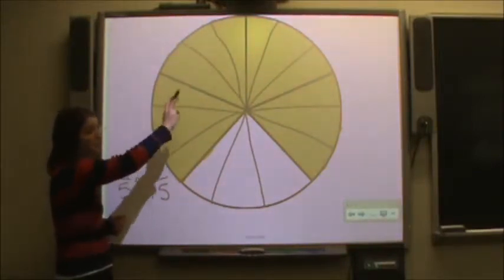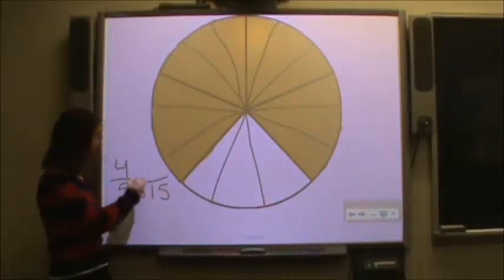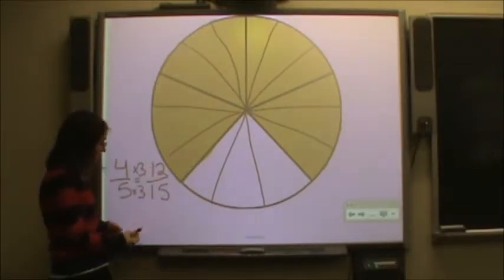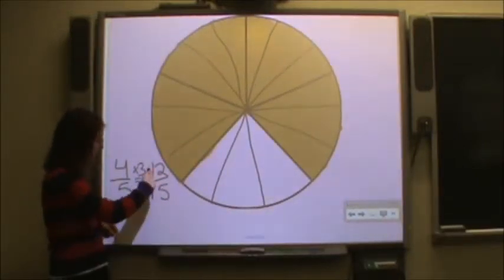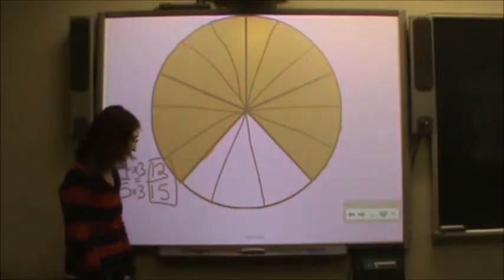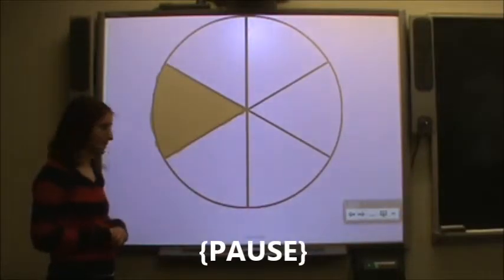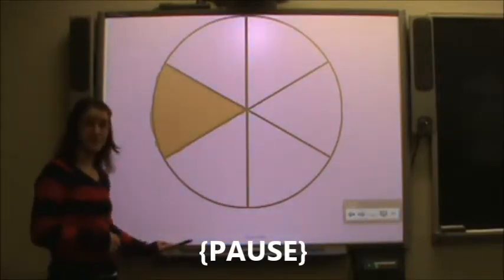And then I had 4 sections that I also split into 3 because I split them into the same number. So if I do 4 times 3, that's going to be 12. So my equivalent fraction is 12/15. It's really interesting, isn't it? Try finding an equivalent fraction for 1/6 on your own. Pause the video and do that now.